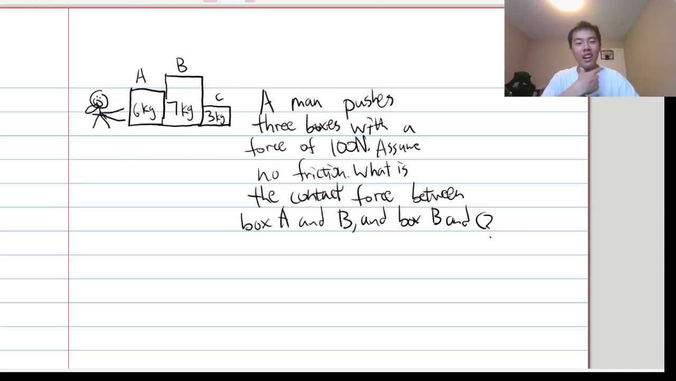Today, we're going to look at contact forces. A man pushes 3 boxes with an applied force of 100 newtons. Assume there's no friction in the system. The boxes are lying on the floor, but there's no friction. What is the contact force between box A and box B?